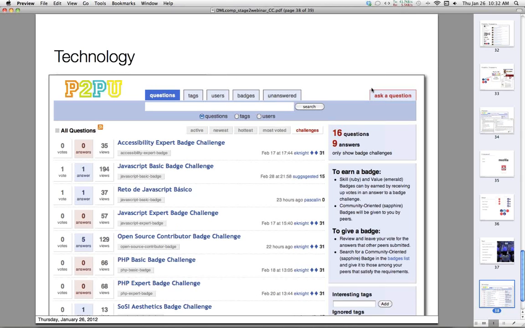Technology is really about plugging into the open badge infrastructure and then ensuring that all of that content can move outward.